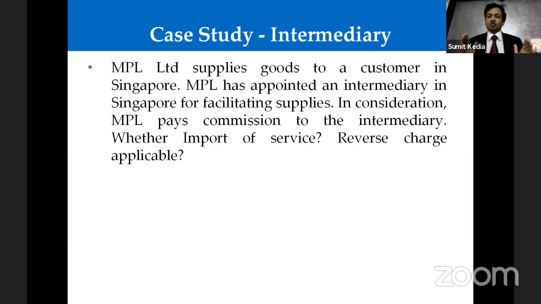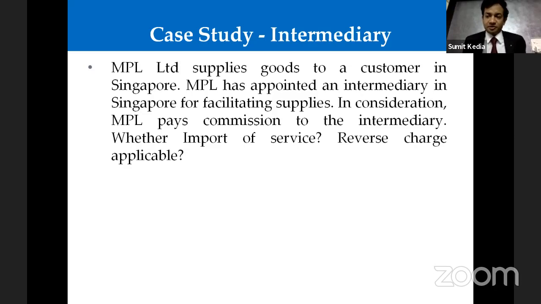They are exporting goods to a customer in Singapore. In Singapore, they have an agent intermediary who facilitates the supplies. So in consideration, MPL Limited pays commission to the intermediary in Singapore. So my question is whether it's an import of service, and then whether reverse charge is applicable.